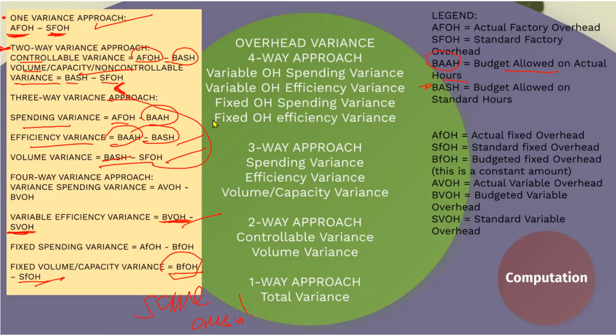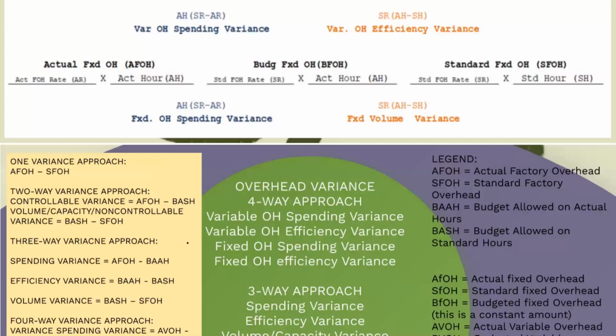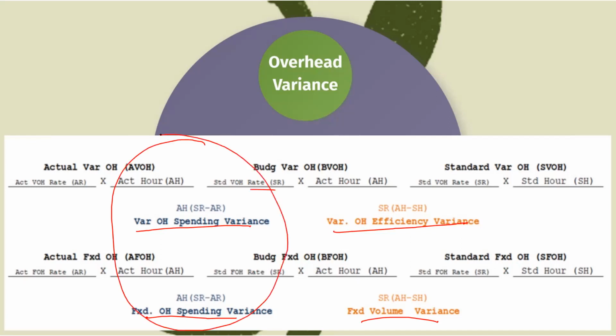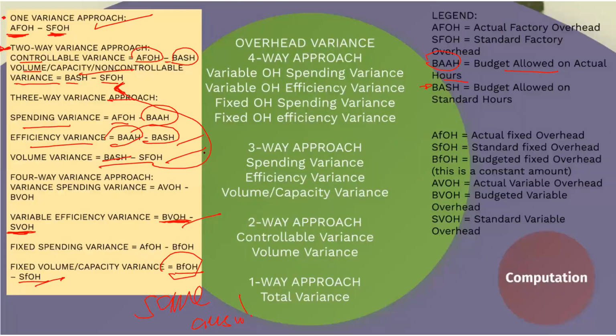How about the four-way? Again, the four-way I already explained. It is this one. Okay? Variable spending, fixed overhead spending, variable efficiency, and your fixed volume. That is your four-way. Let us now reiterate. What is your three-way? Your three-way is your spending variance, the total of this. Okay? It means that if you try to use this formula, the expanded formula, you compare it with your equations, no? Yung may formula ka dito, dapat parehas lang yung lalabas.